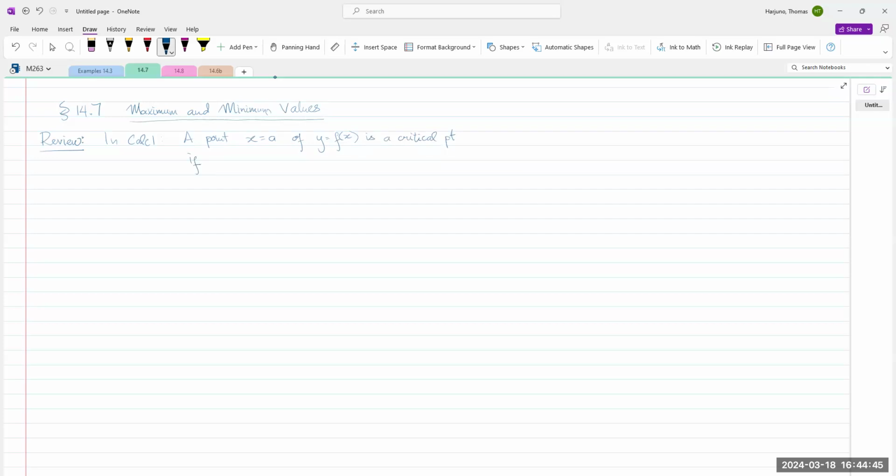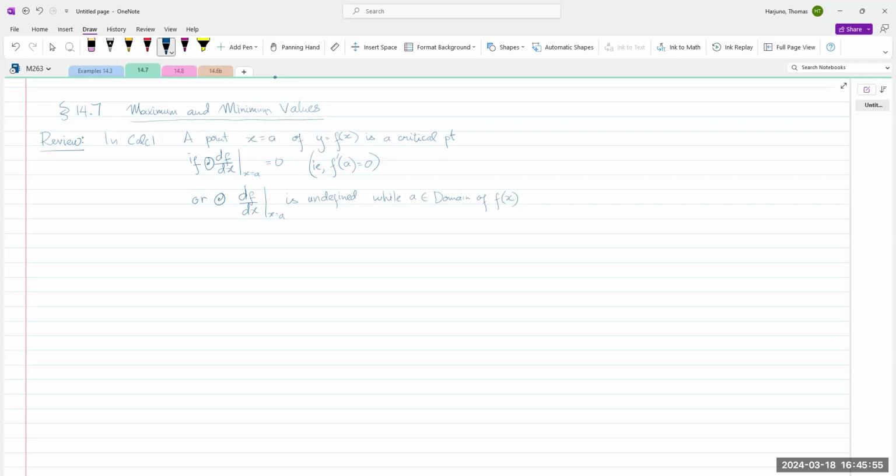if the derivative of that function at x equals a is 0. We write f prime of a equals 0, right? Or the first derivative of the function at x equals a is undefined, while a is in the domain of f. So there are two ways to have a critical point.